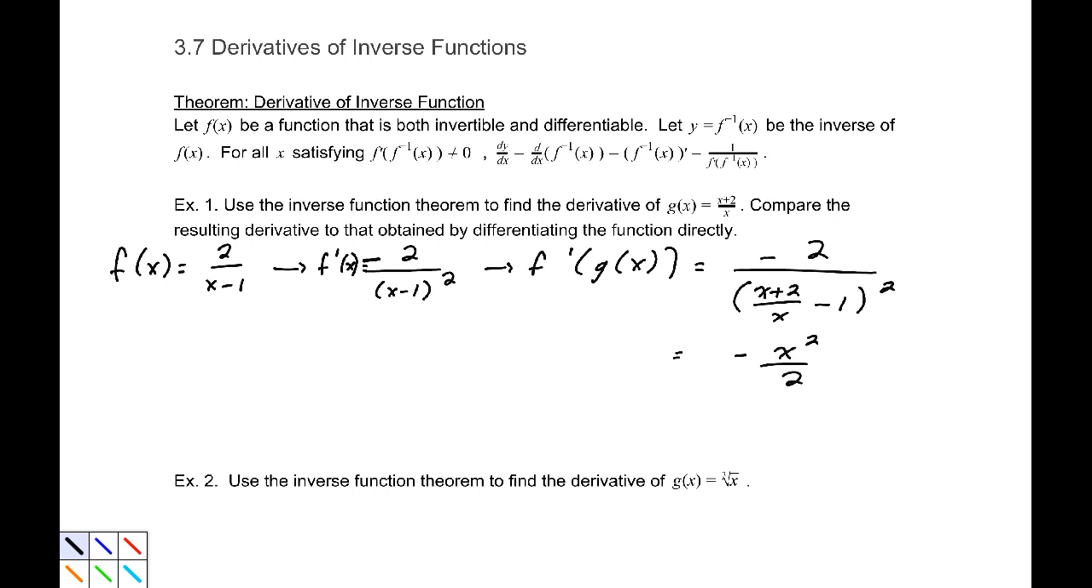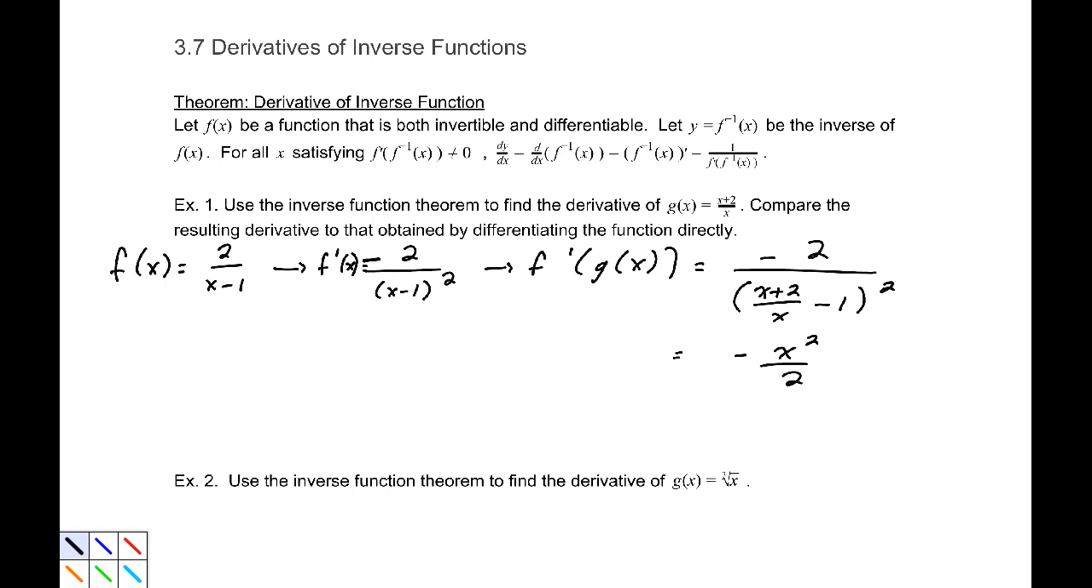So we actually take the inverse function, take its derivative, and then compose that with the original function, and then simplify it. And that is our answer. That is what we were after, the derivative of that. Now, if I were to take the derivative of that function directly, I get the exact same thing.